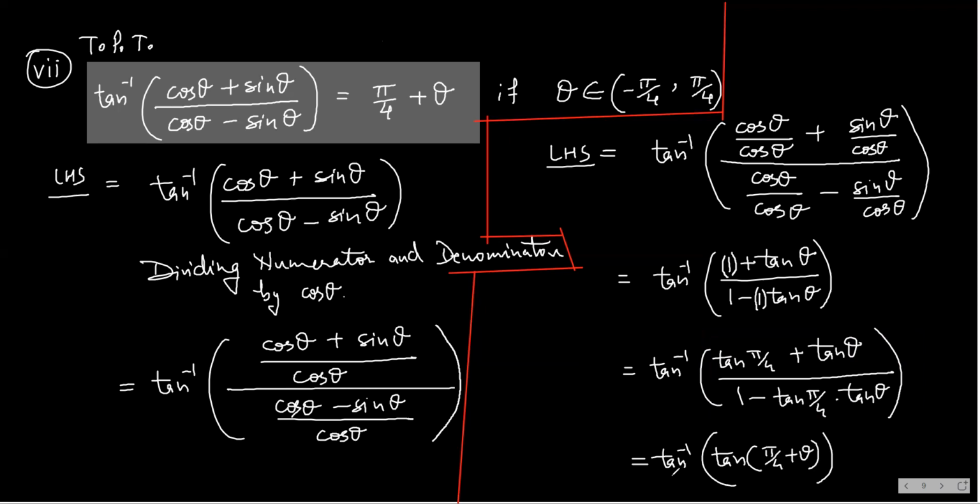So what do you have now? Tan inverse of tan of pi by 4 plus theta, which is equal to pi by 4 plus theta, and that is your RHS. So you proved LHS equals to RHS, and that's the end.